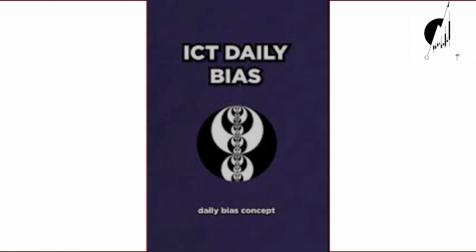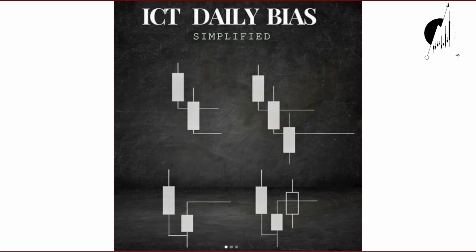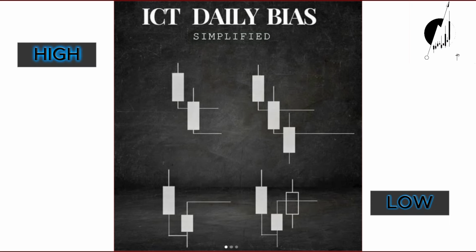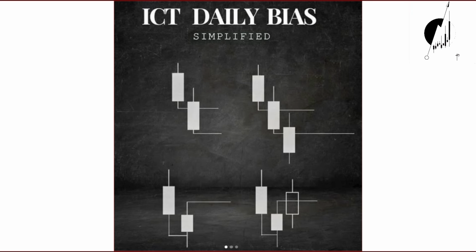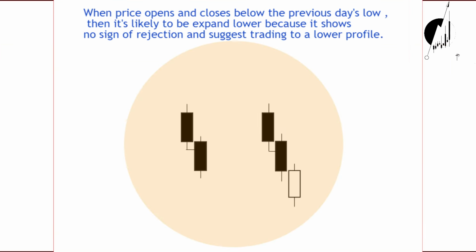Let's do a quick review on daily bias. Daily bias is determined using the previous day's high or low and the next draw on liquidity. So when a daily candle opens and closes above the previous day's candle high, it shows that price is more likely to expand higher. When price opens and closes below the previous day's low, then it's likely to expand lower because it shows no sign of rejection and suggests trading to a lower profile.